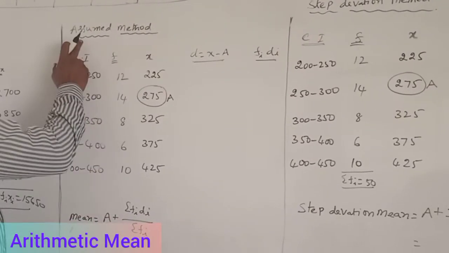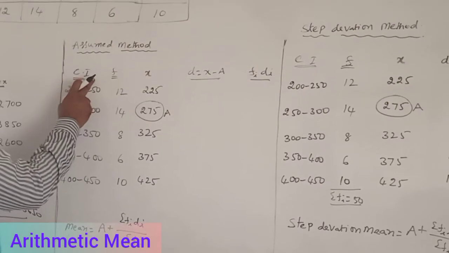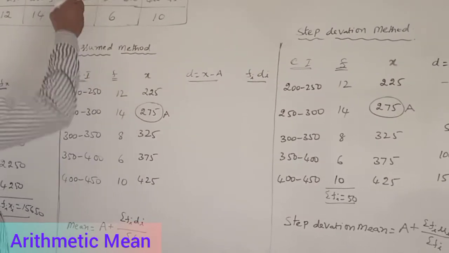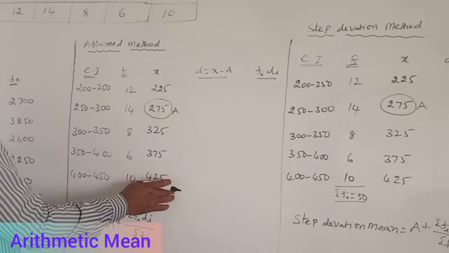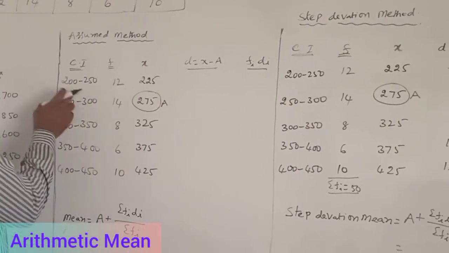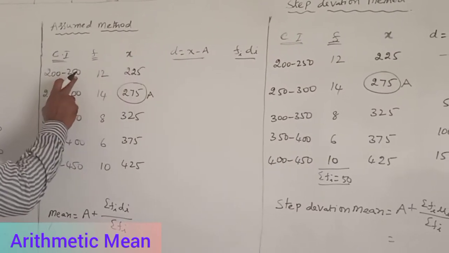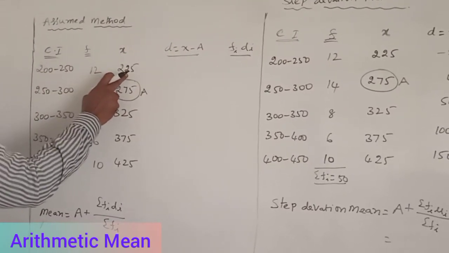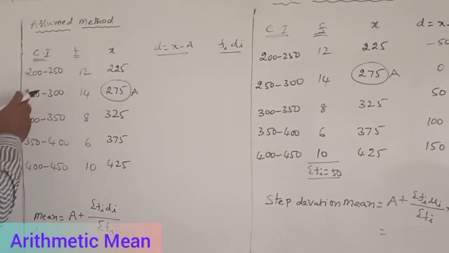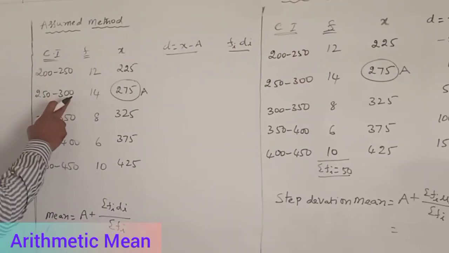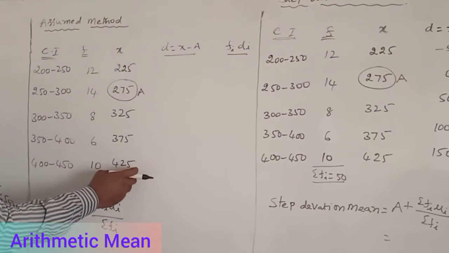Assumed mean method. The table is the same: class interval, frequency, class mark. First write the class interval in the first column, next the frequency, and next the class mark. How to find the class mark? It is the average of the class. 200 plus 250 is equal to 450, and 450 by 2 is equal to 225. That is the class mark. So 250 plus 300 is 550, and 550 by 2 is equal to 275. So that is a class mark.